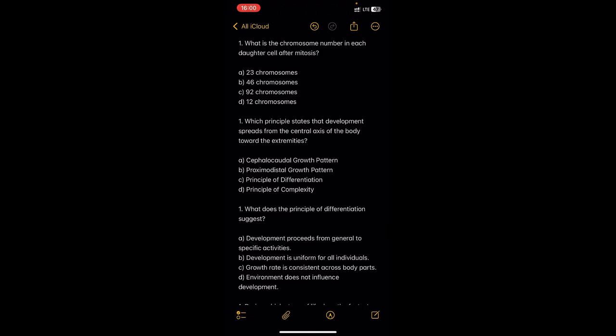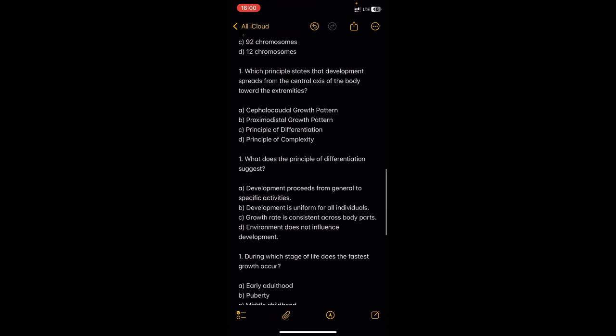So, firstly, the word says central axis. Now, you can say for sure it is not cephalocaudal, because cephalocaudal is what? From the head to the tail. Cephalo, head, caudal, tail. So, head to foot. So, the answer is B.